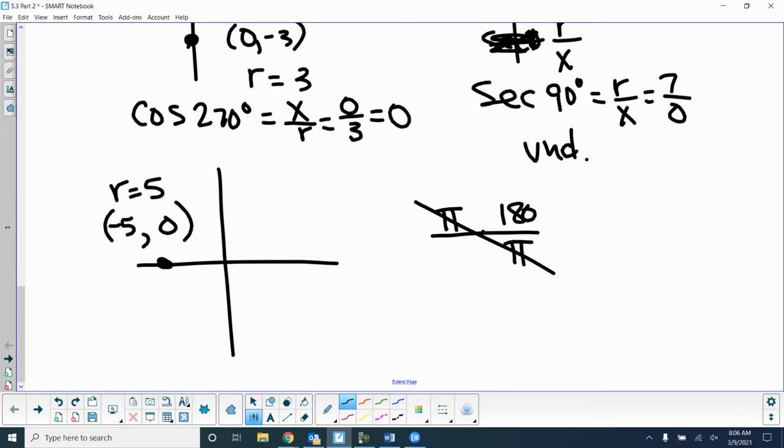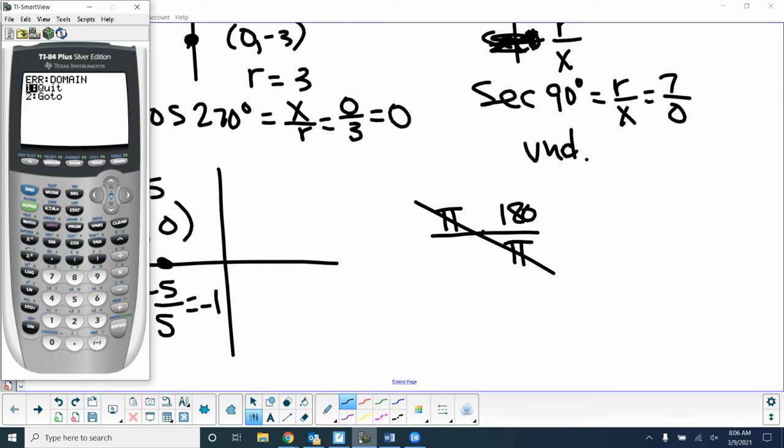Okay. So for 20, with a cosine, remember cosine would be x over r. Right, so my x value is -5. My r value is 5. So the answer is -1. All right, cosine of 180. Cosine 180.